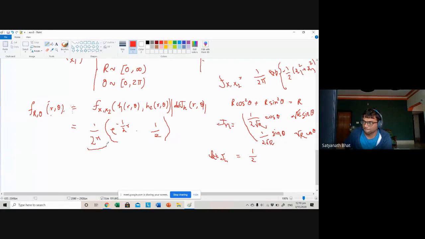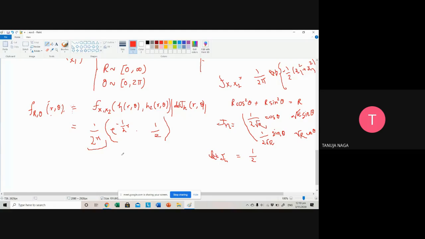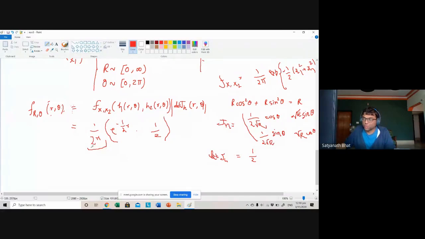What about this, 1 over 2 pi? Look at the range of theta. It goes from 0 to 2 pi. If I say it is 1 over 2 pi, what is this going to do? So this is uniform, between 0 and 2 pi. So this is the density of a uniform for theta, and this is the density of an exponential.